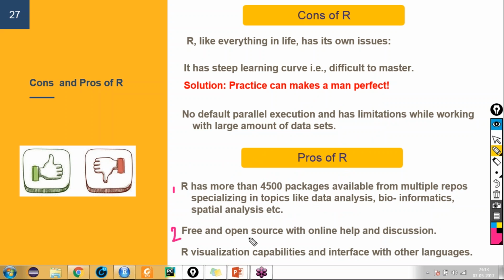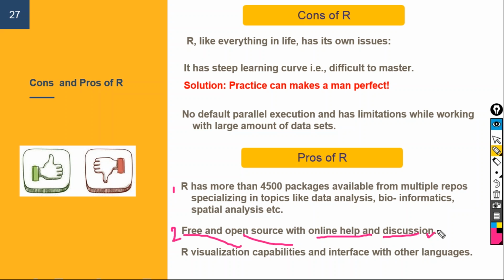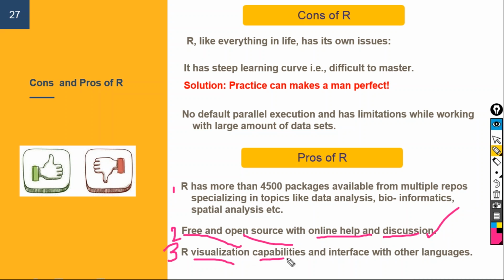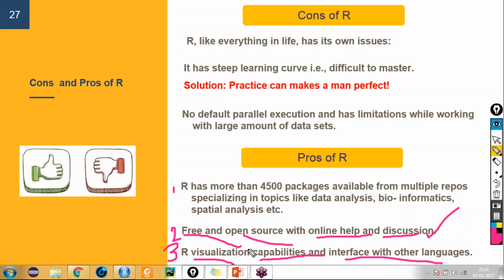Then the second thing is free and open source with online help and discussion. We have discussed this, it's free and open source. As it's free, online help and discussion is very helpful, and there are a lot of people to help you out. Third is visualization capabilities and interface with other languages. Visualization capabilities, I've explained, the graphics are excellent in this language, and interfacing with other languages is again very easy to do, correct?